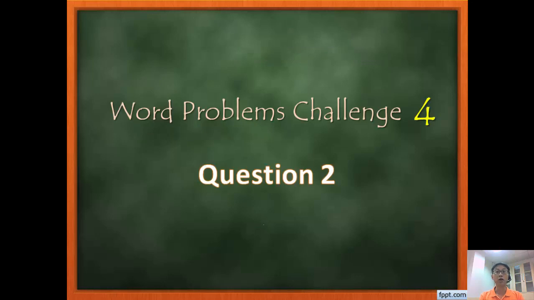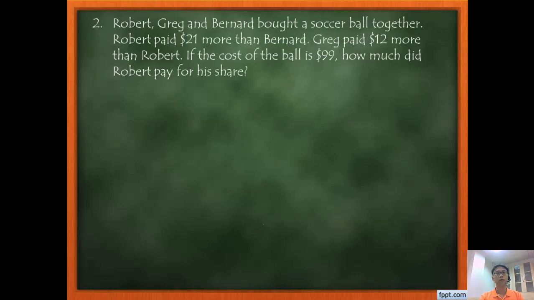Now let's look at question 2. Once again, copy this question down into your practice book, solve it carefully, draw models, submit your answer, check your answer before you submit, and then I'll go through the answers. Okay, let's look. Robert, Greg, and Bernard bought a soccer ball together.